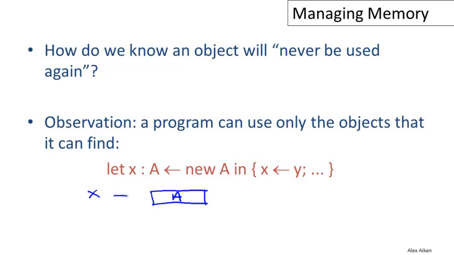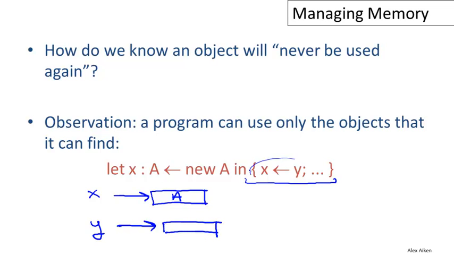So X will have a pointer to that object. And then in the body of this let, what's going to happen? Well, we're going to assign X the value that Y points to. So Y is another variable. It points to some other object in memory. And what's going to happen when we execute this assignment is that we're going to remove the old value of X, and X is now going to point to this object.